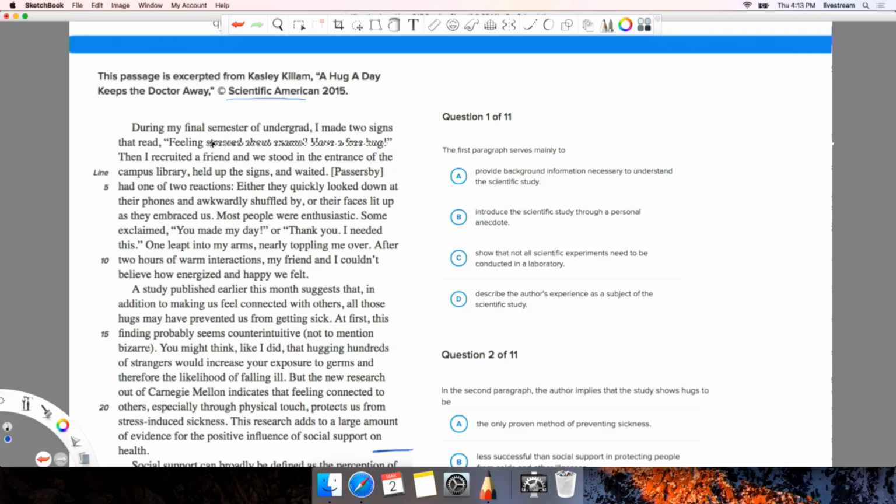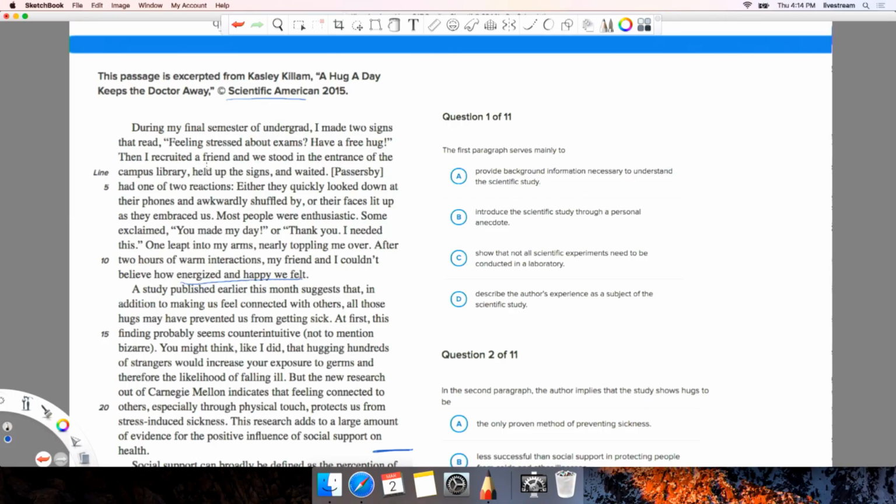Either they quickly looked down at their phones and awkwardly shuffled by, or their faces lit up as they embraced us. Most people were enthusiastic. Some exclaimed, "You made my day," or "Thank you, I needed this." One leapt into my arms, nearly toppling me over. After 2 hours of warm interactions, my friend and I couldn't believe how energized and happy we felt.